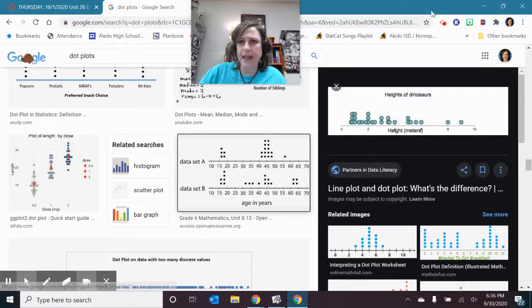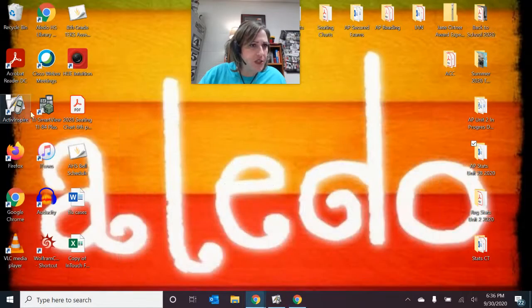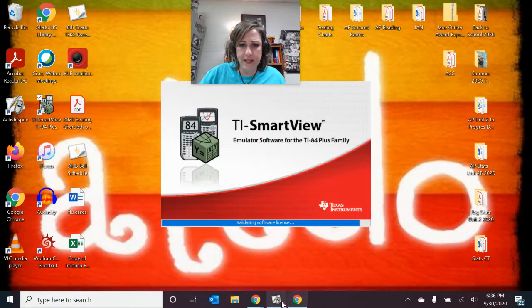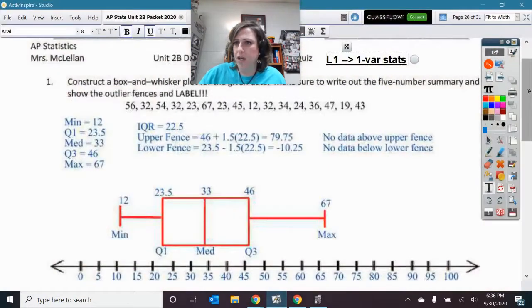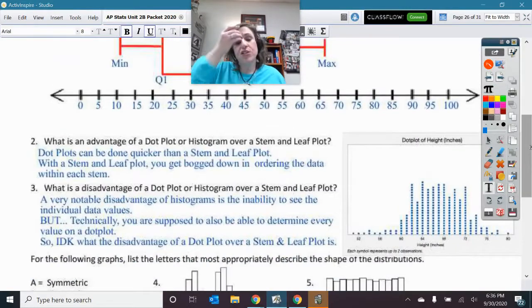All right, let me pull up my calculator just real quick because I wanted to show you something. And so while that's working, we'll keep talking here. All right, so what's an advantage of a dot plot or a histogram over a stem and leaf? Okay, stem and leaf, remember those are the ones where you got to like order it. It takes a lot of time and it's kind of tricky. So dot plots can be done in a much quicker way, same with histograms. Stem and leaf plots, you get bogged down with ordering the data within each stem.